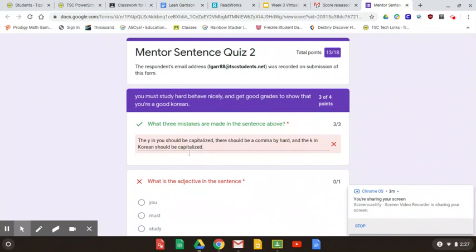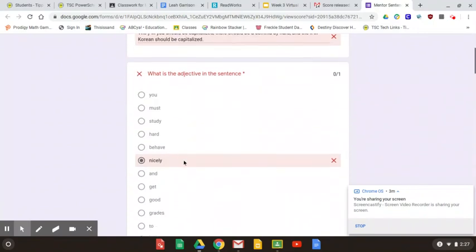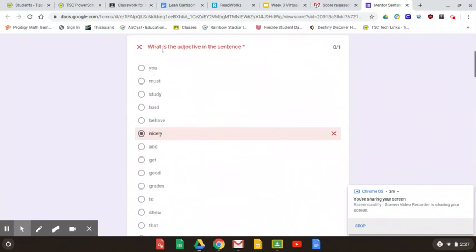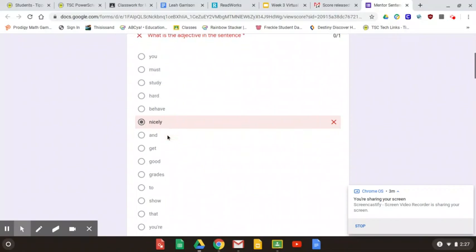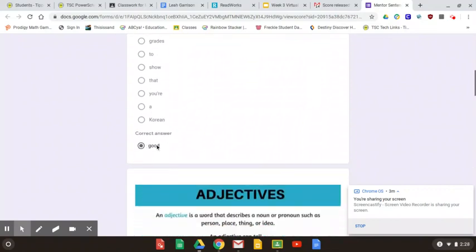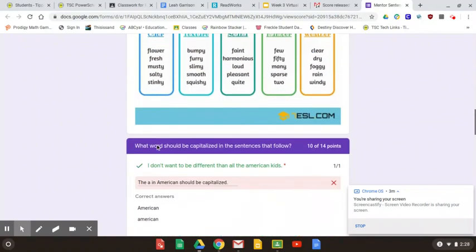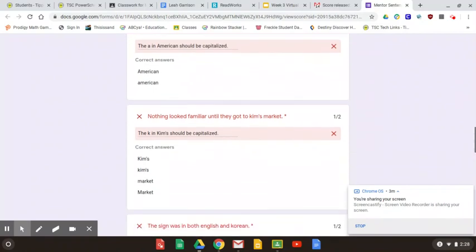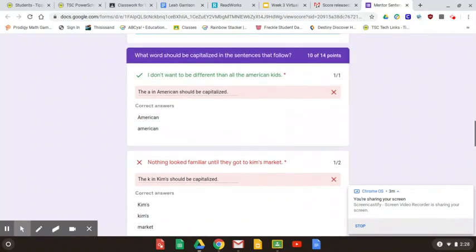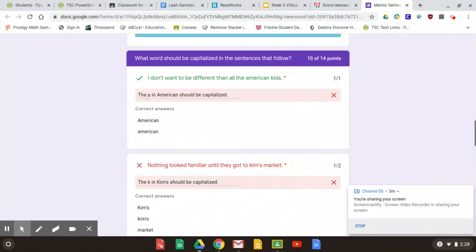And this will take you to the Google form, and it tells you her answer. And it also tells you the question that she got wrong. So what is the adjective in the sentence? She put nicely. The correct answer is good. And you can see that throughout the rest of the part. So for some of them, she has the correct answer, but it's not typed out as the correct answer. So I went ahead and gave her the points anyway.